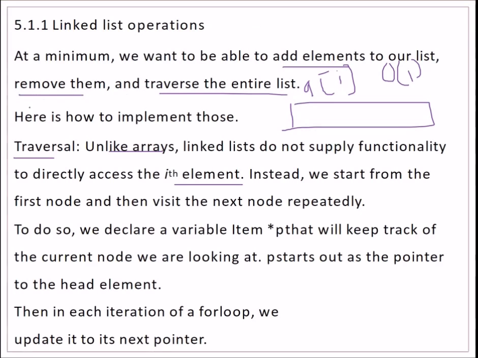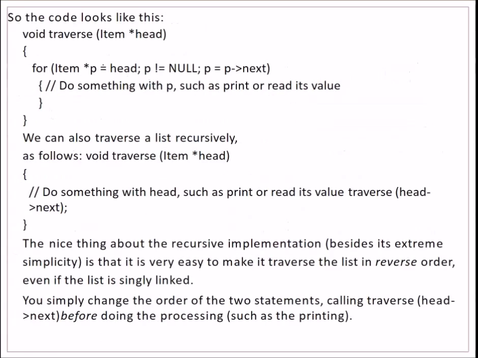So what we do is we start with the first node, and then we go to the next node, and then repeatedly we traverse through each node. For that, we declare a variable called item *p, which means this will be a pointer p of type item, a pointer to that structure, that will keep track of the current node which we are looking at. So p starts out as a pointer to the head element. First it will be the head element, then with each operation, if we apply a for loop, we update this to the next pointer.